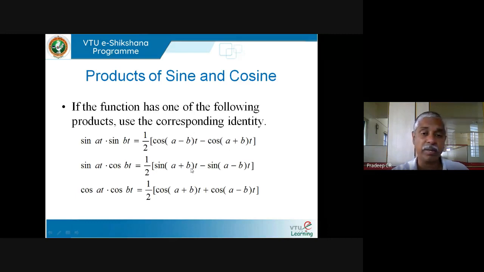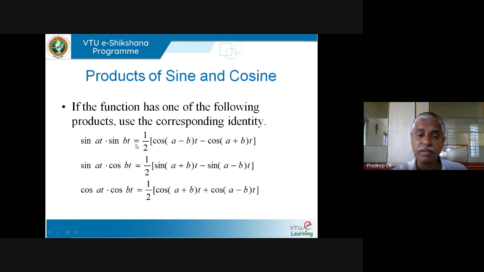I cannot overemphasize this, however many times I tell. So sin at, sin bt, I'll just read once. I hope I have written it correctly, but just check once. Sin at into sin bt is half cos of (a minus b)t minus cos of (a plus b)t. Sin at into cos bt is half sin of (a plus b) times t plus sin of the difference. Cos at cos bt is half cos sum plus half cos difference. You must have heard about these sum and difference formulas in your class 11 and 12. So these three are important.